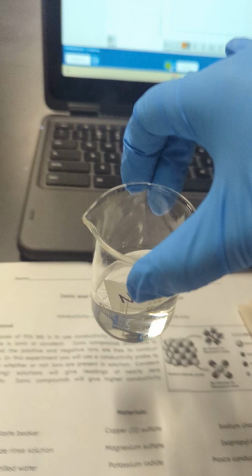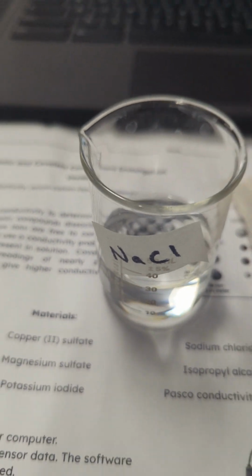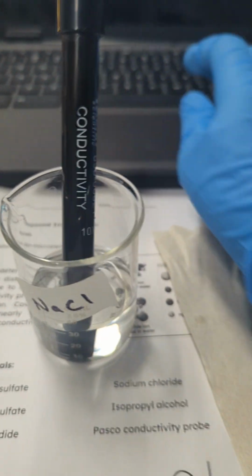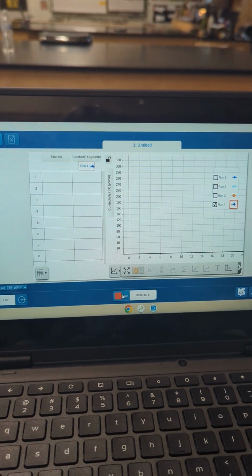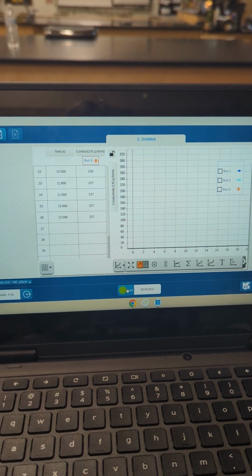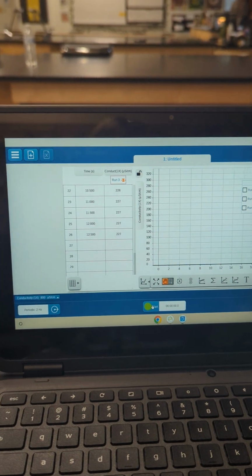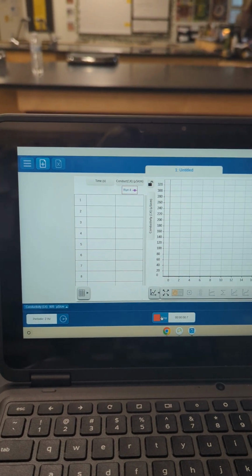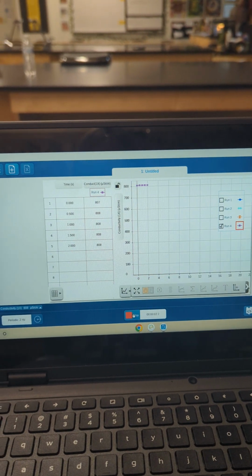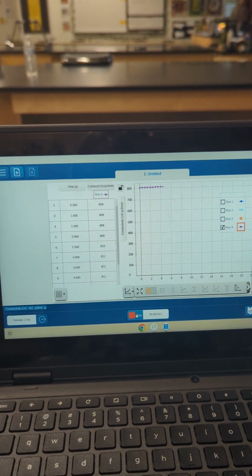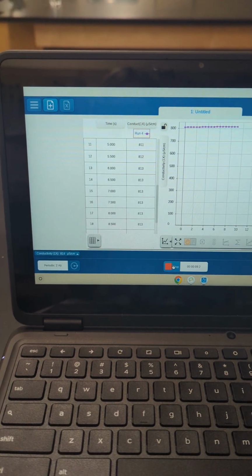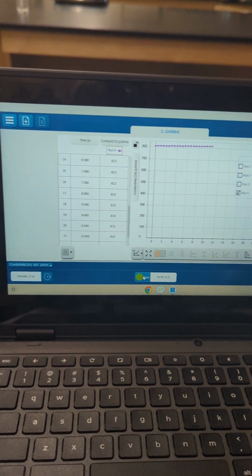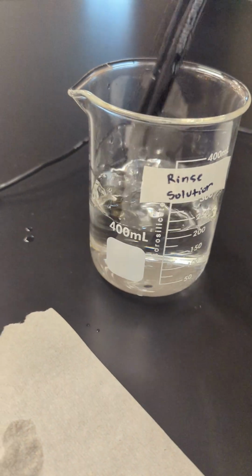Let's try sodium chloride, which is just regular table salt. NaCl. Sodium is an alkali metal in group 1, so we're probably going to see some conductivity. And we do. We see it jump way up to 800. NaCl is very conductive of electricity. It's about 815, 813 if we look at our table. Let's rinse our probe. A few more to test here.